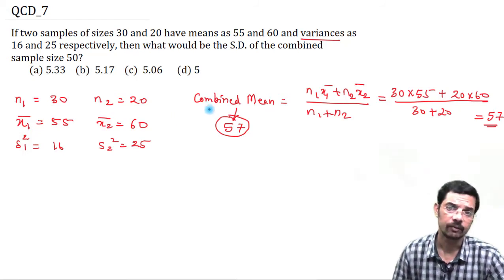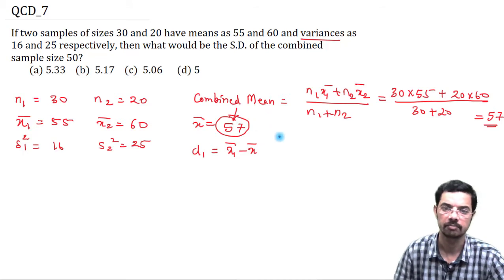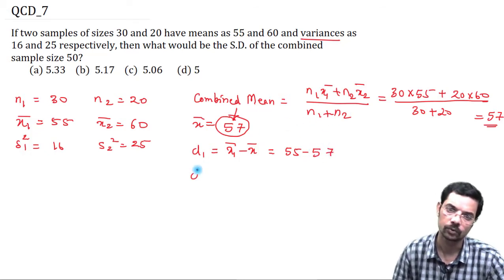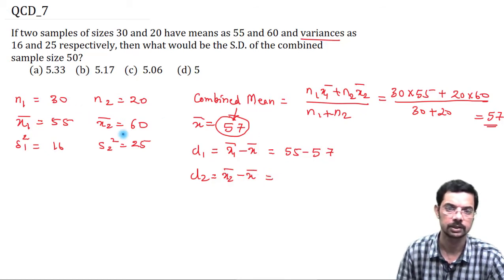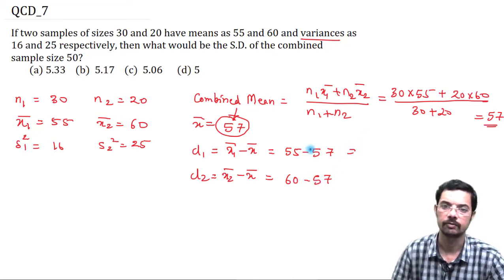Now we shall find out D1 and D2. How to find out D1? D1 is x1 bar minus x bar. What is x bar? X bar is the combined mean, 57. So we have 55 minus 57. And D2 is equal to x2 bar minus x bar, that is 60 minus 57. So here 55 minus 57 is minus 2 and 60 minus 57 is 3.